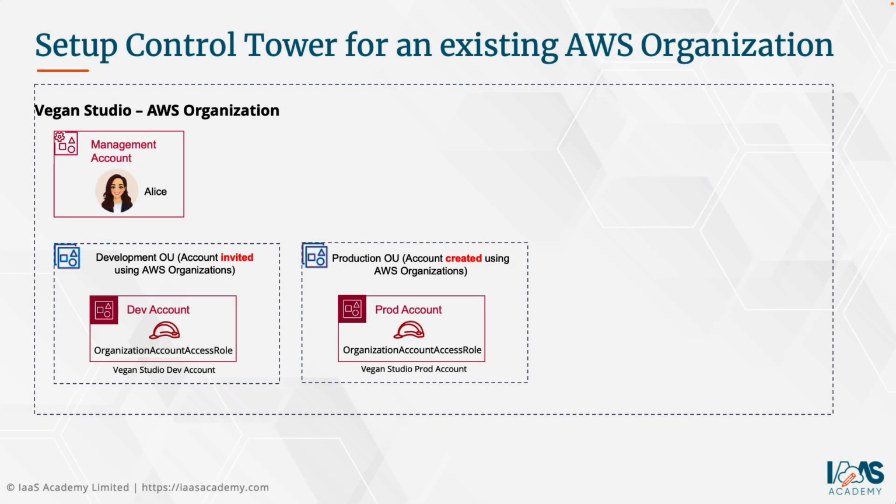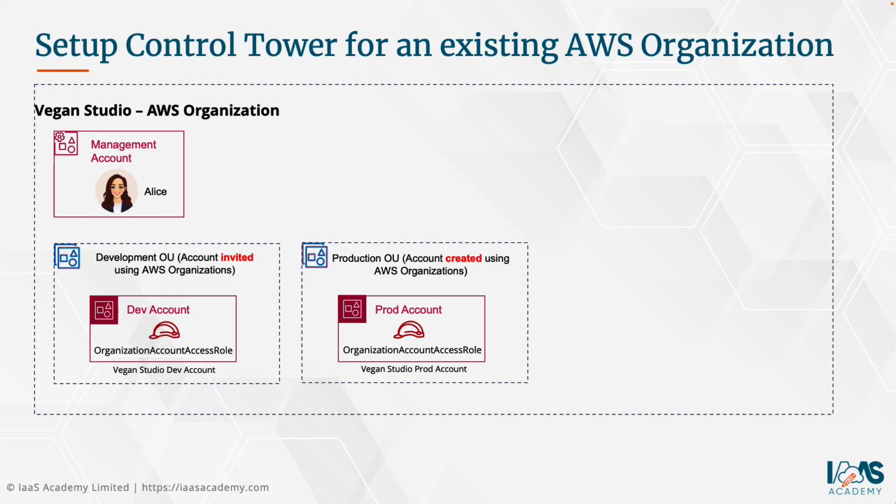Okay, before we actually get into the AWS Management Console and set this up, I wanted to revisit the Vacant Studio's AWS organization that we've been working with across this section of the course. Now, previously, we've built an organization. We have configured 3 separate accounts: a management account, a development account, and a production account. And we also have those 2 OUs in place, the development OU and the production OU.